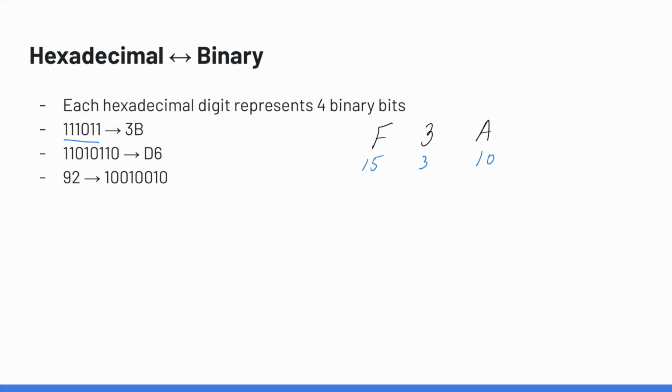So the way we represent 10 in binary is going to be 1, 0, 1, 0. That's going to give us 10. 3 is just going to be 0, 0, 1, 1. And 15 is going to be 1, 1, 1, 1. So you've got 8, so it's 12, plus 2 is 14, plus 1 is 15. So this would be F3A would be equal to this right here.